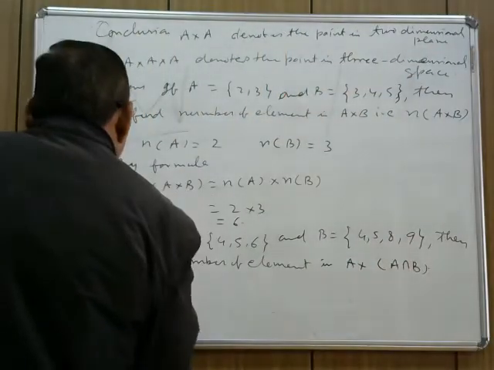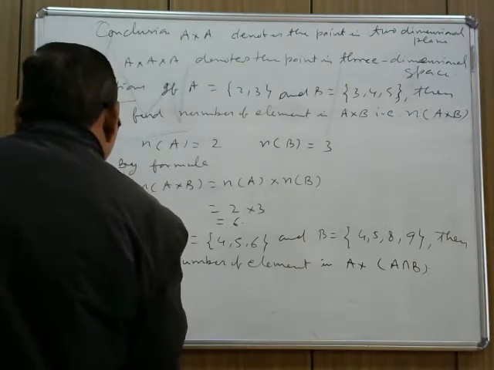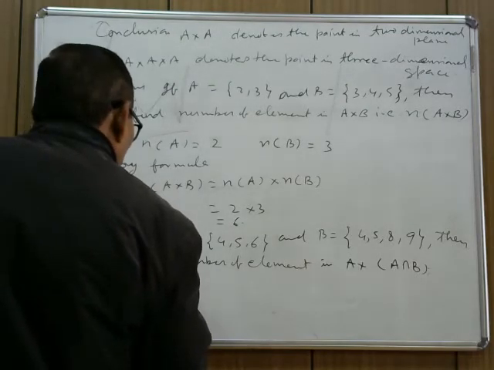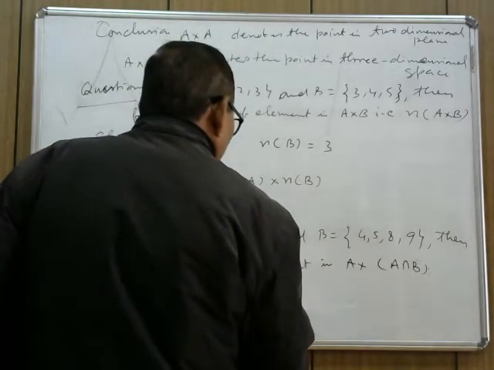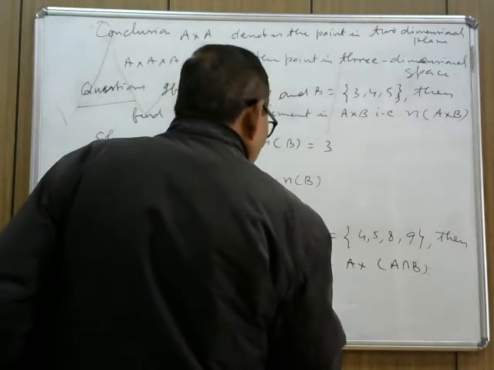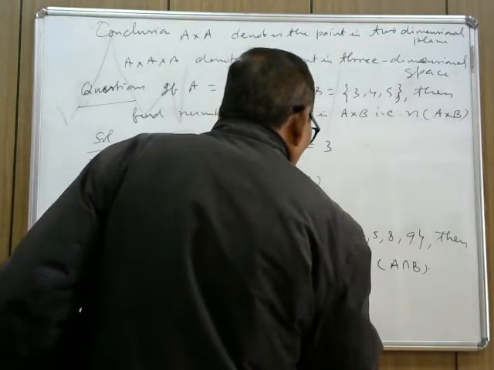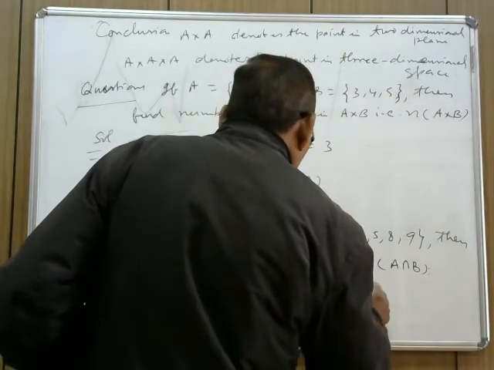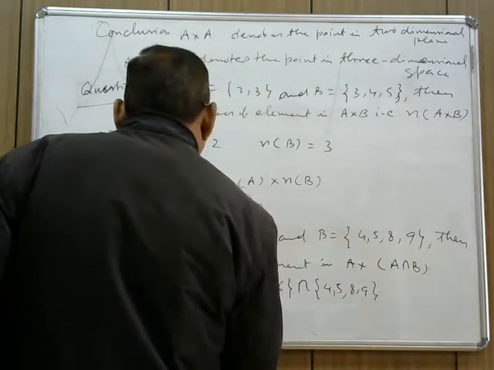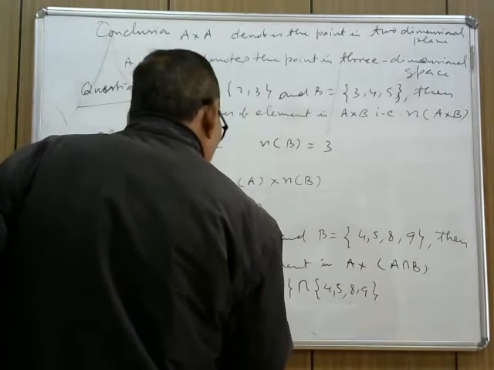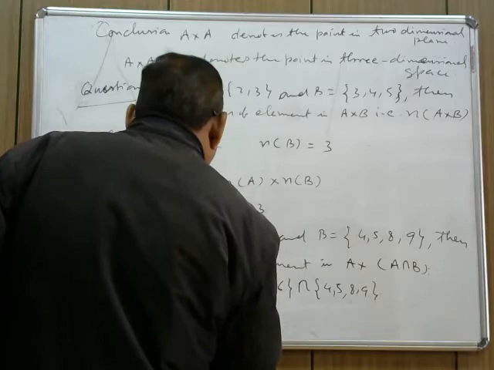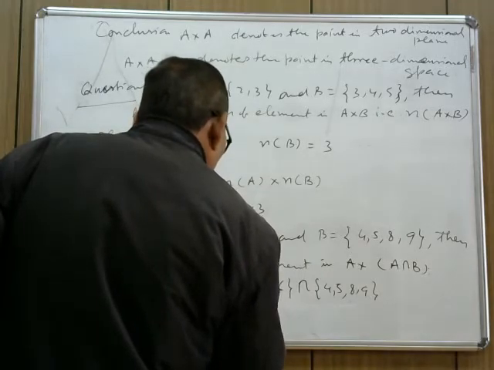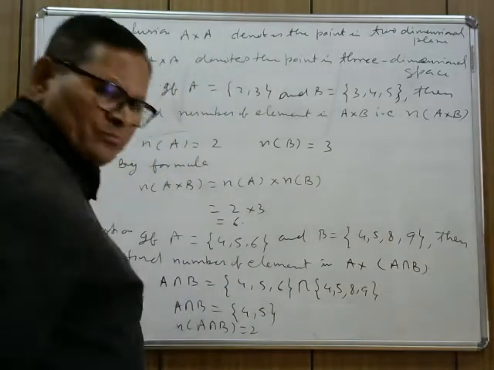So first, in support of that, we find A intersection B. How many elements are there? A is {4, 5, 6}. B is {4, 5, 8, 9}. A intersection B has the elements 4, 5. The number of elements in A intersection B is equal to 2.